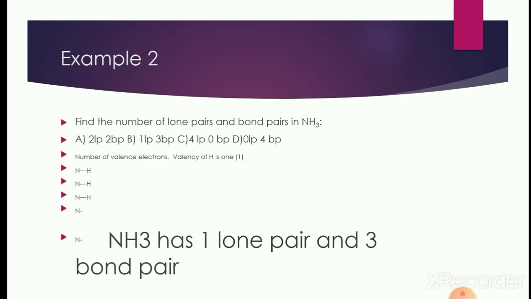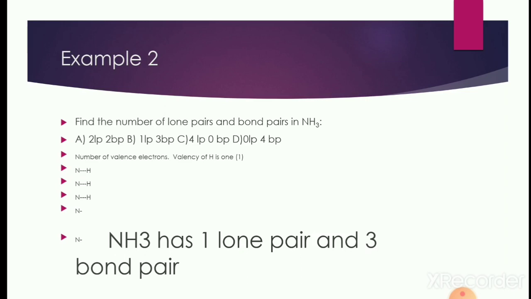Let us see another example. Find the number of lone pairs and bond pairs in the NH3 molecule. The given options are: option A, 2 lone pairs, 2 bond pairs. Option B, 1 lone pair, 3 bond pairs. Option C, 4 lone pairs, 0 bond pairs. Option D, 0 lone pairs, 4 bond pairs.